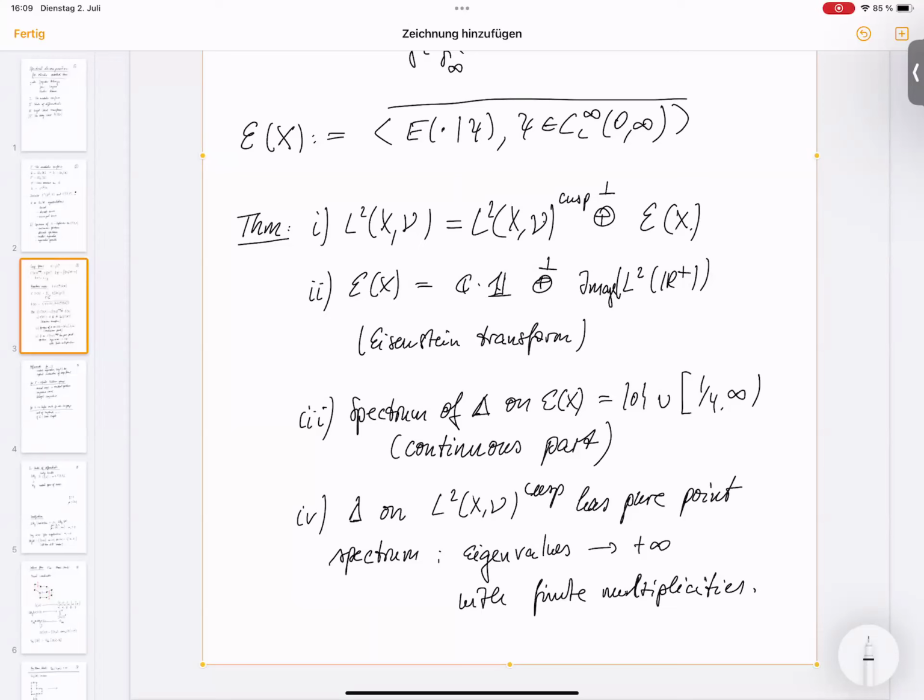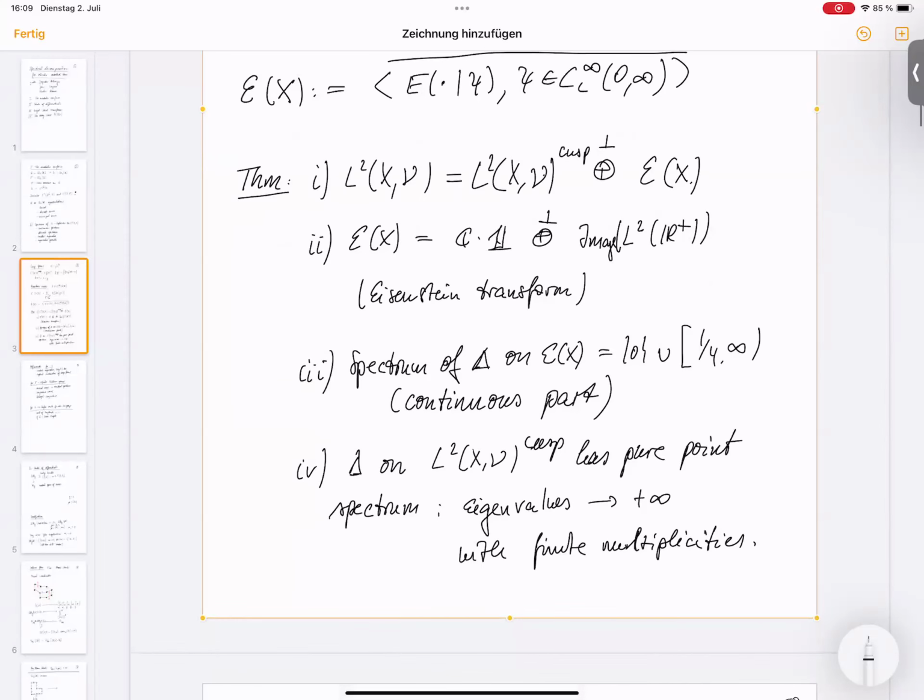And then on the spectral side, we know that the Eisenstein series provide the continuous part together with an isolated eigenvalue 0. Continuous part, in fact, starting at a quarter, whereas the cusp forms provide pure point spectrum, eigenvalues going to infinity with finite multiplicities. All this is very classical. I didn't check to when it goes back to, probably almost a century.